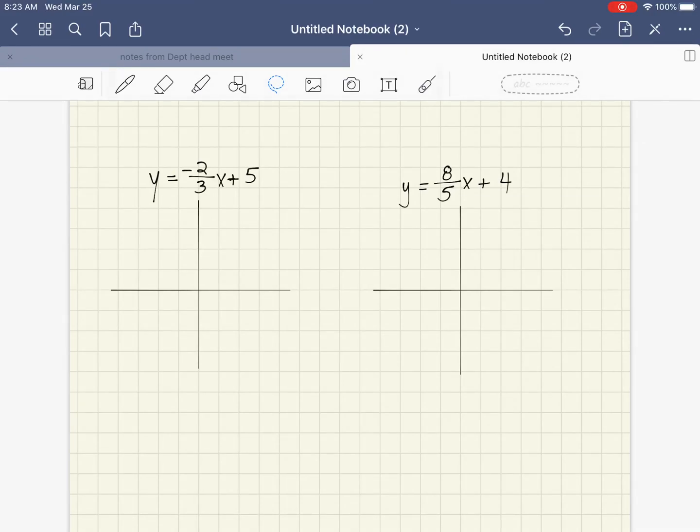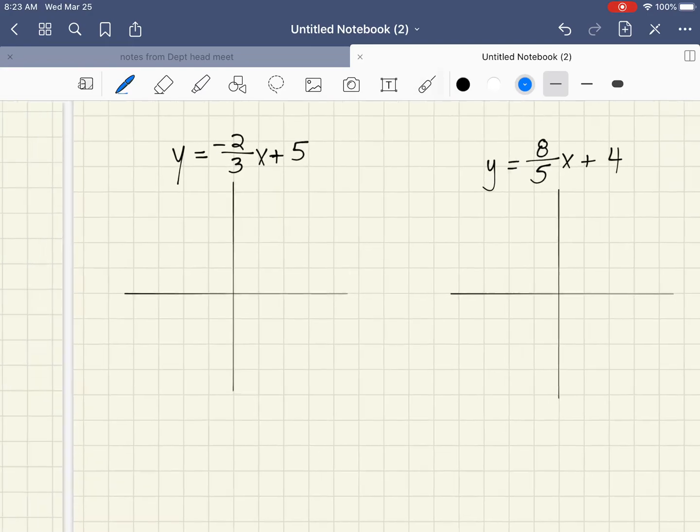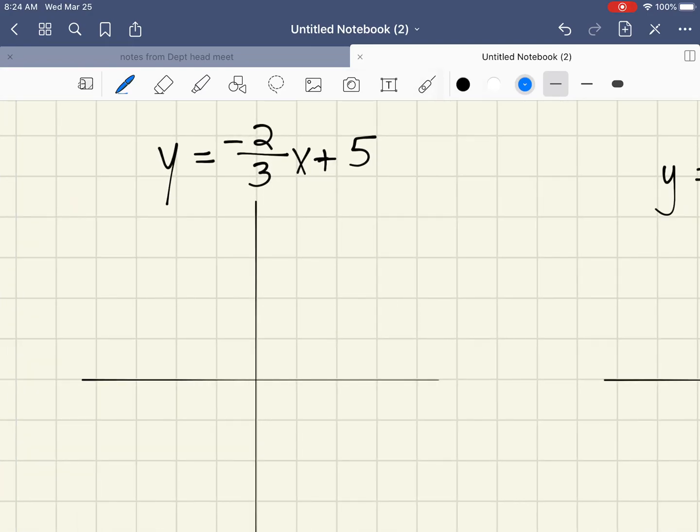This is a lesson on how to graph an equation in slope-intercept form, y equals mx plus b. Let's look at example 1 over here. There's basically two numbers that we need to look at. We need to look at this plus 5 here, and we need to look at the negative 2/3 here.